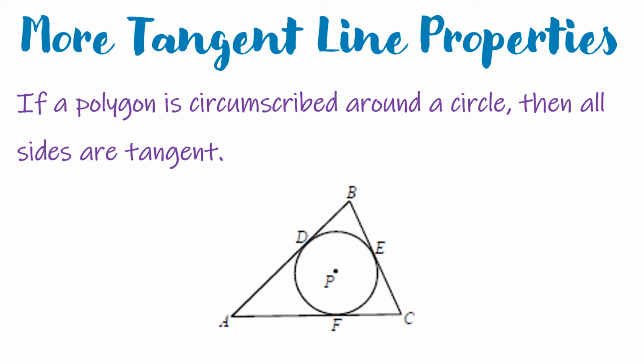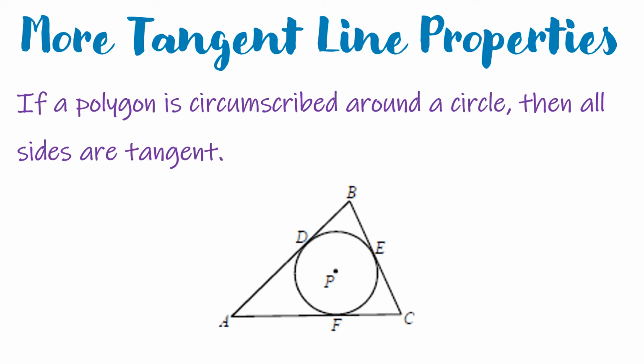Our last tangent line property has to do with a circumscribed polygon. A lot of times this is going to be triangles, but this does work for any other polygon. So earlier in the unit, we talked about inscribed quadrilaterals, and that was a quadrilateral that was inside the circle. Circumscribed means that it's outside, it's around the circle, but it's still touching the circle.